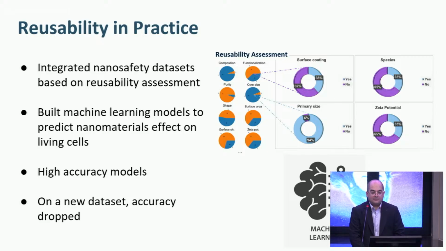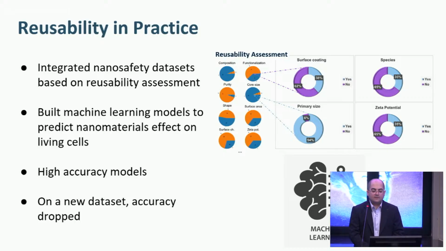We also put this framework, nanosafety data reusability assessment, into practice. So we annotated 34 data sets using community standards, and then we integrated the data sets selected based on the assessment results, and then I built machine learning models to predict nanomaterials' effect on living cells.